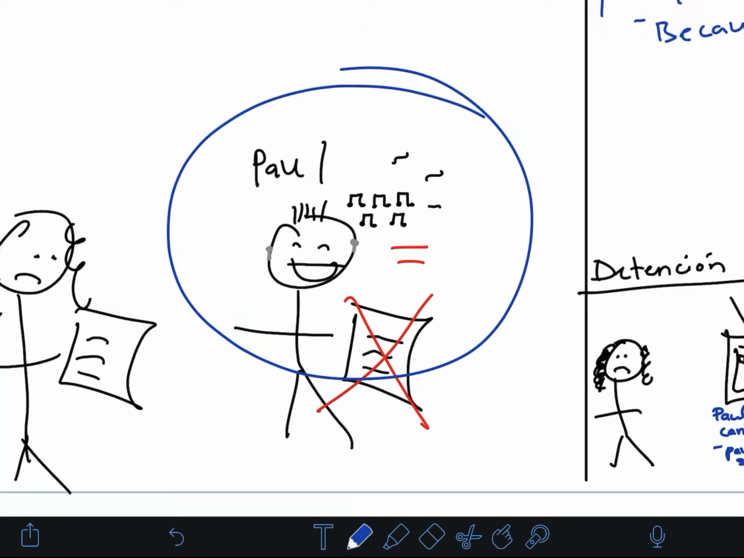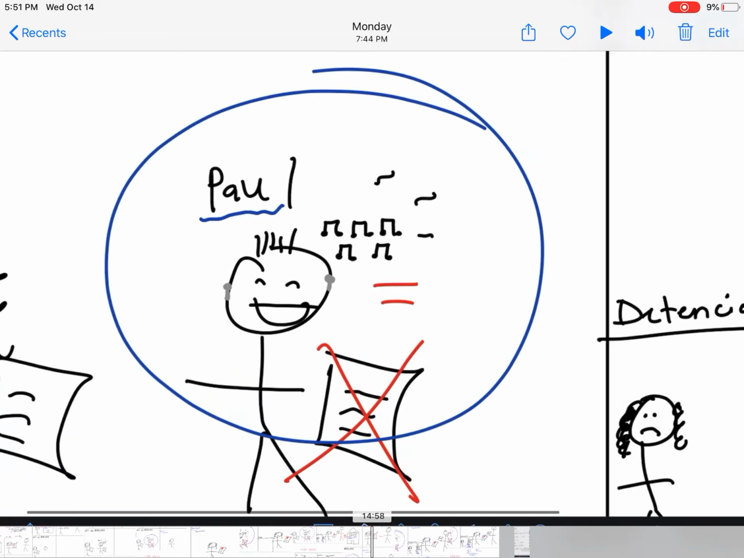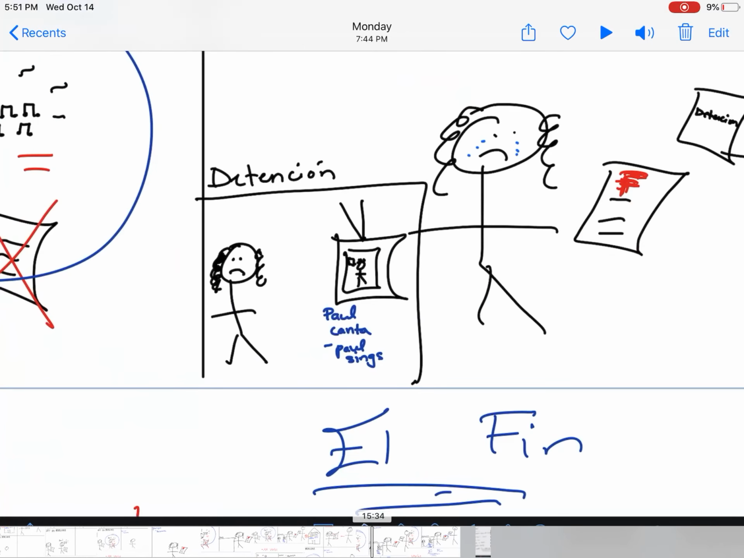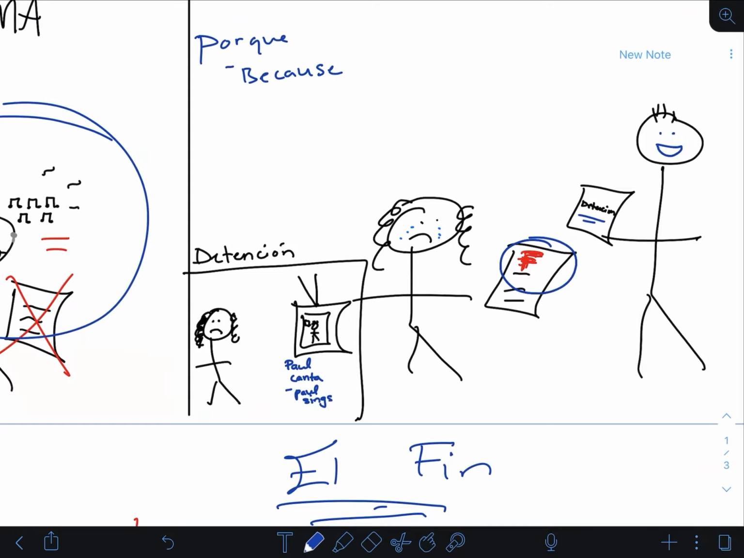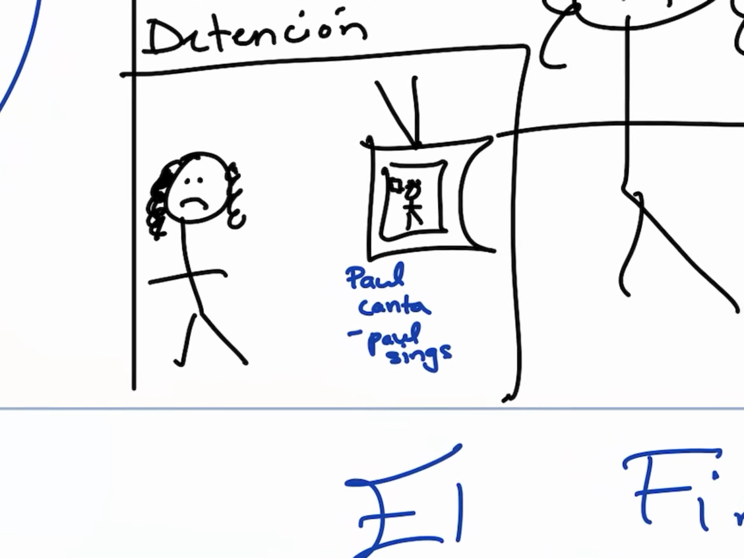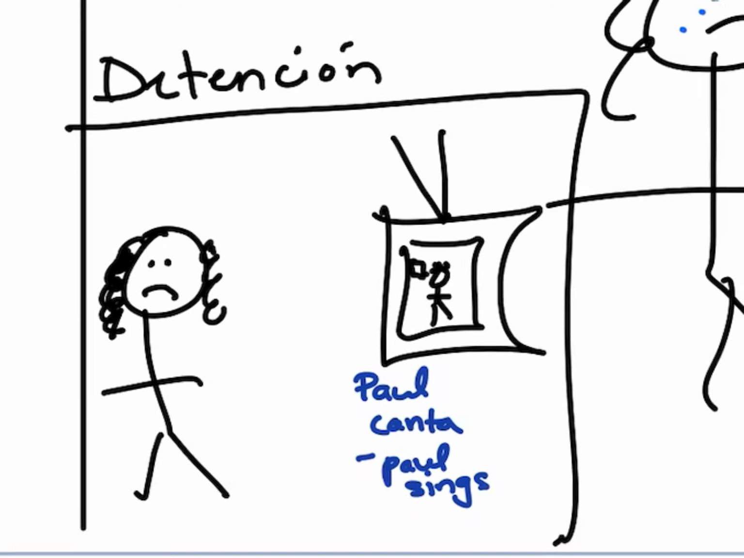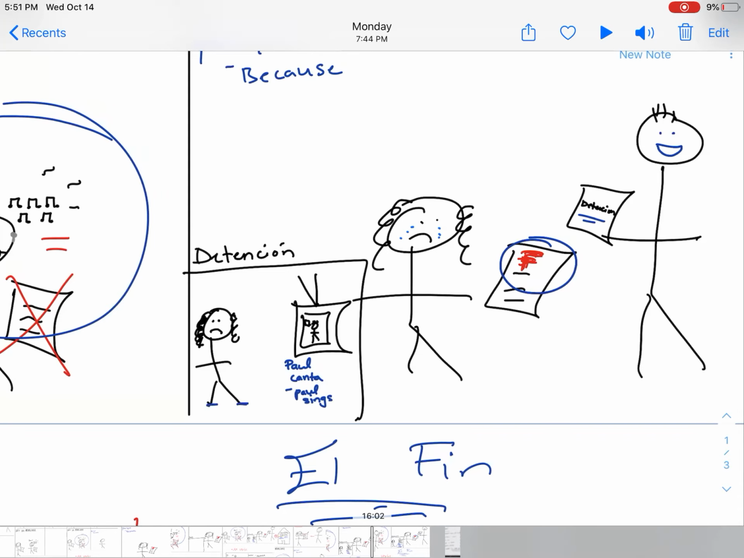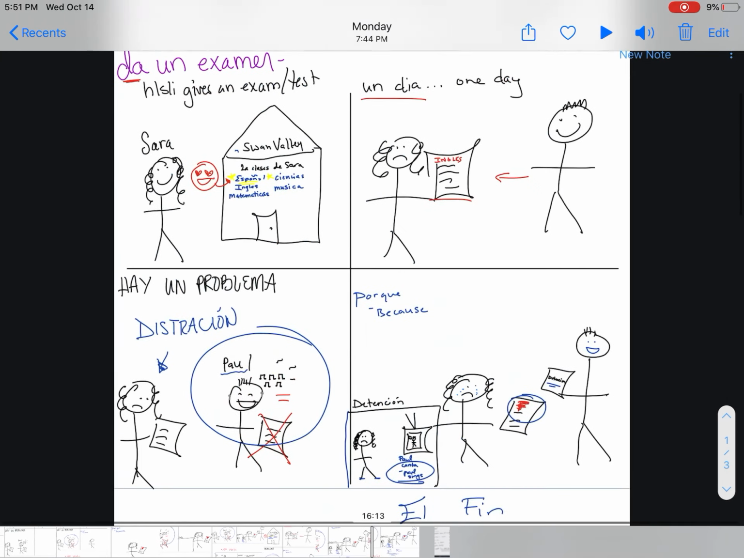So she pays attention, not to the test, but who does she pay attention to? Good job if you said Paul. Okay, so Sarah saca una nota mala y recibe una detención. So el profesor da a Sarah una detención. Y en detención, Paul canta y Sarah mira videos de Paul. Alright? El fin. So, this is just like a quick story.